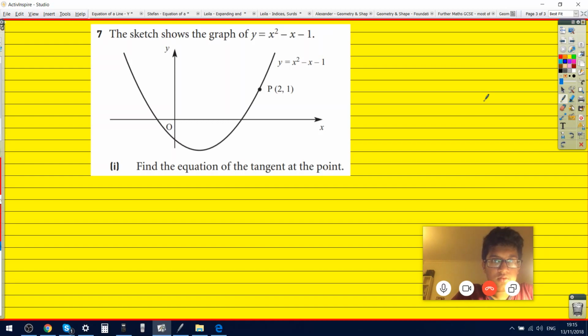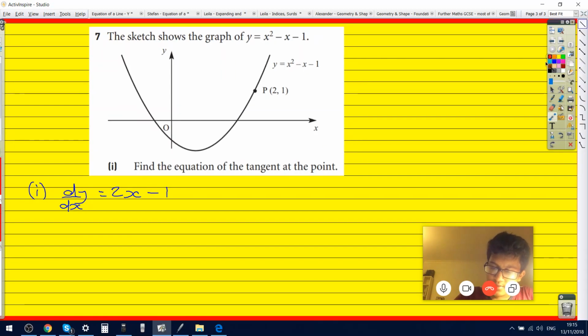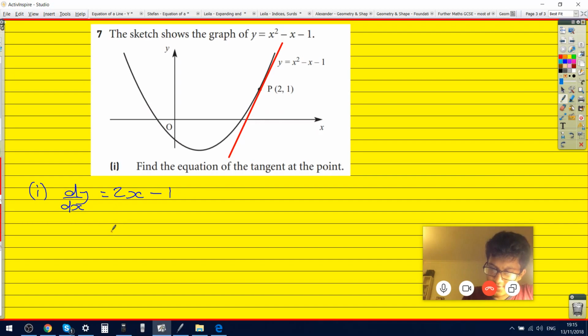Okay, any idea about this one? Okay, so the equation of the tangent at that point. First thing, I'll differentiate this. So the gradient function would be dy by dx equals 2x minus 1. And at the point (2, 1), we know the x value equals 2, so we can sub in 2 there. So 2 times 2 minus 1 is 3. And that's our coefficient of x.